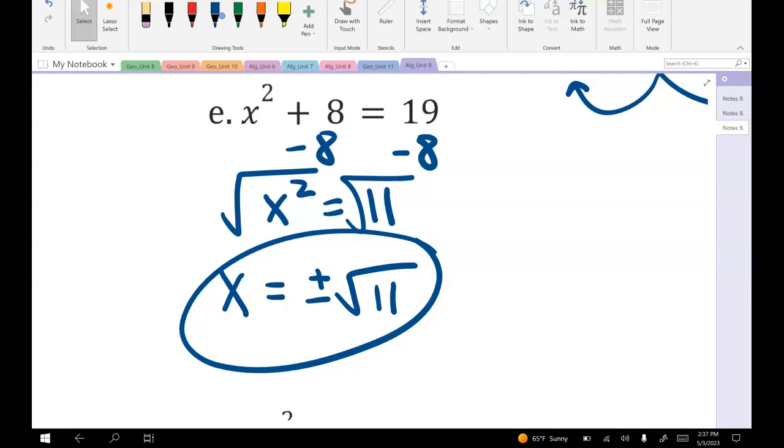All right. You could put in square root of 11 and get out a long, long decimal on your calculator, but we don't want that. We just want an exact answer, which would be plus or minus square root of 11. So again, that last step that was in your box up there, you're always going to simplify your square roots.